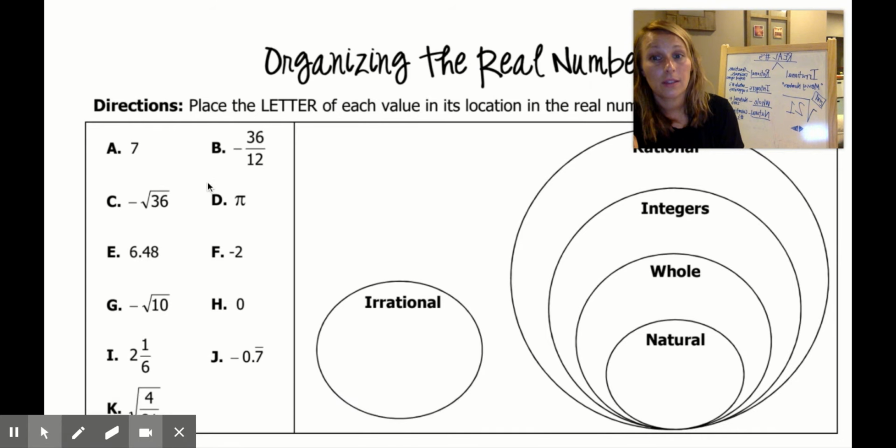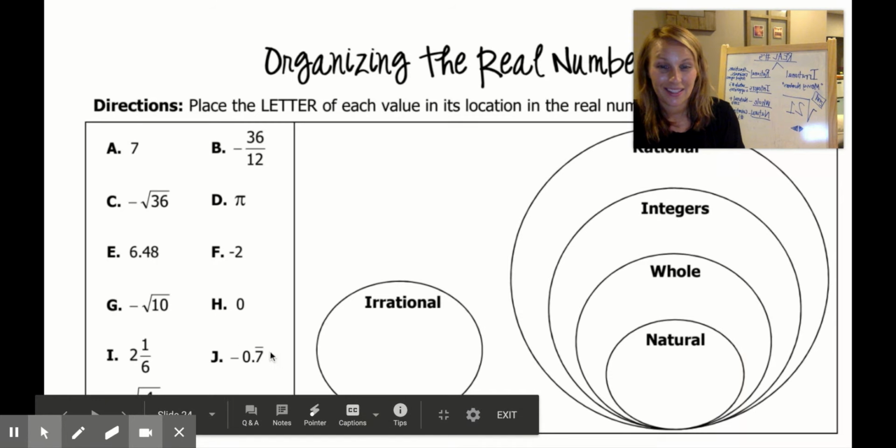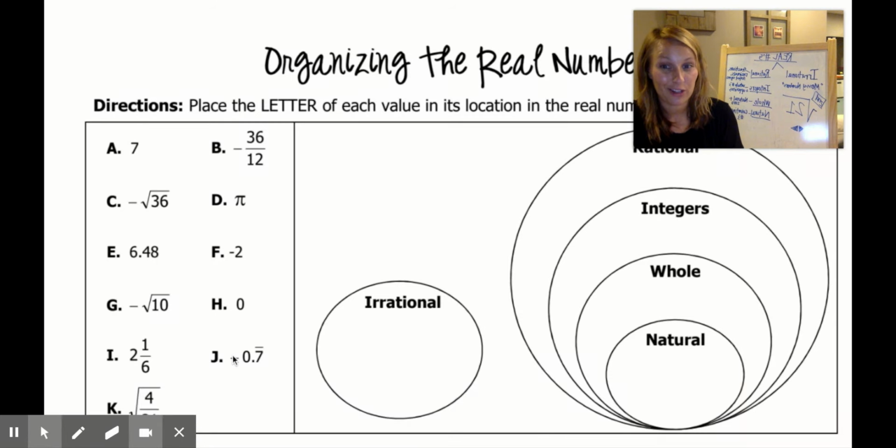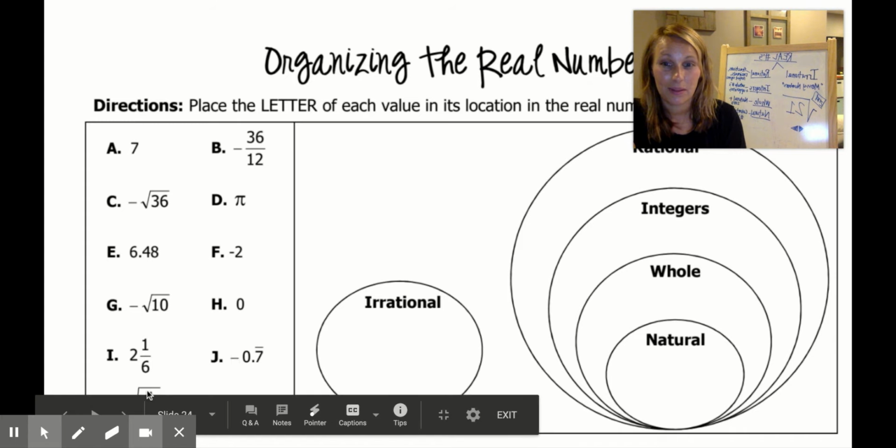Remember to simplify before you classify. So these fractions, use your calculator to help you simplify them and then classify them by putting them in the most specific location in this graphic organizer. Remember that repeating decimals are rational because there's a pattern. We know what to expect. And then please take a look at letter K.